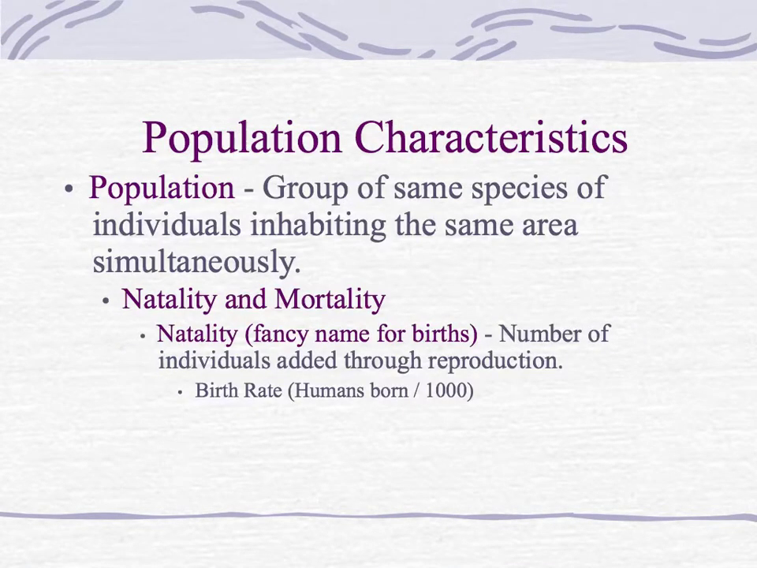Population characteristics. A population is a group of individuals of a species inhabiting the same area simultaneously. And we can talk about this through natality and mortality. Natality is a fancy name for individuals that are added to a population through reproduction or birth. For humans, we talk about birth rate, which is the number of humans born per 1,000. Natality, we can talk about for any species, but birth rate is specific for humans.